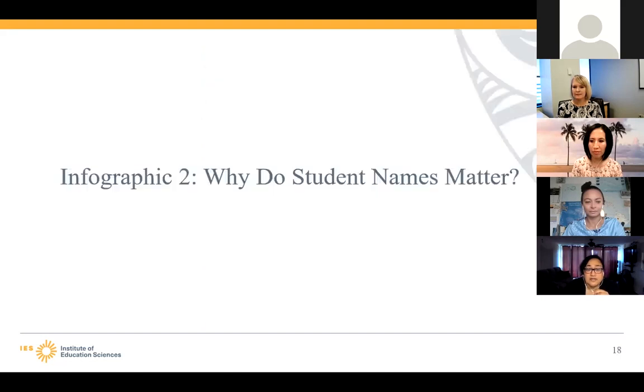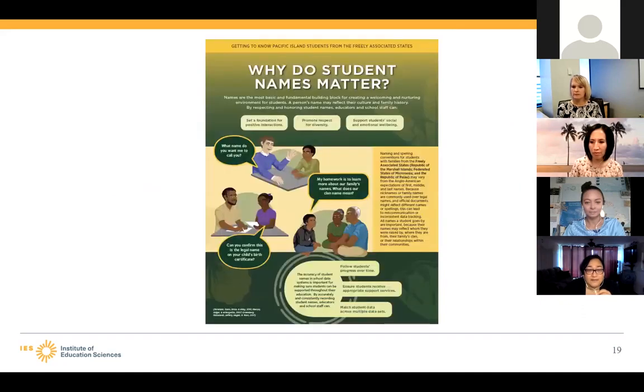So moving to the next infographic, that one asks the question, why do student names matter? On the first page of this infographic, we provide the context and the foundation for understanding why this topic is so important, and depict some educational scenarios where the topic of student names might come up.